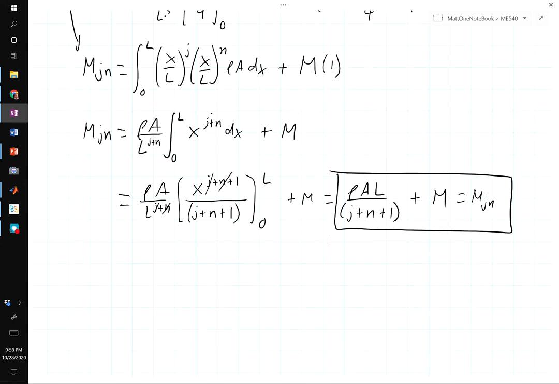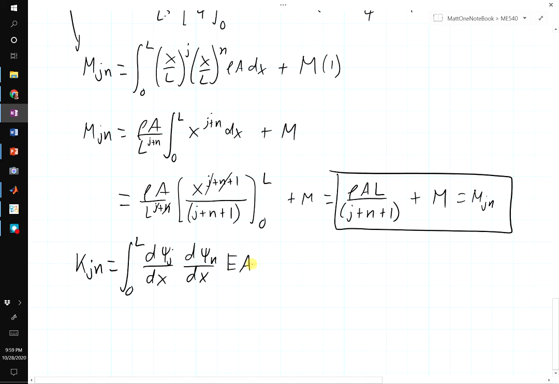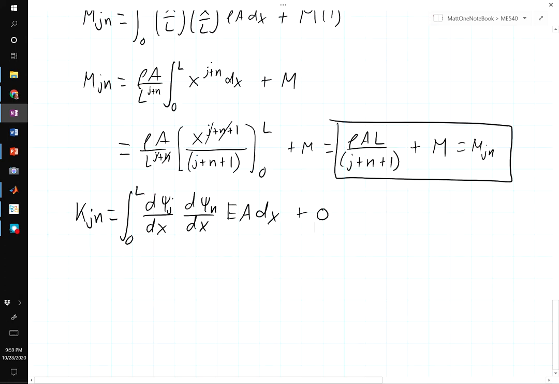So that's all there is to it. I won't go through everything on KJN, but I do just want to mention that this equation is the first derivative of psi j with respect to x, the first derivative of psi n with respect to x, times the Young's modulus times the area dx. And there are some other terms, but we don't have any discrete springs, so I won't include those. Let me just show you what this looks like.